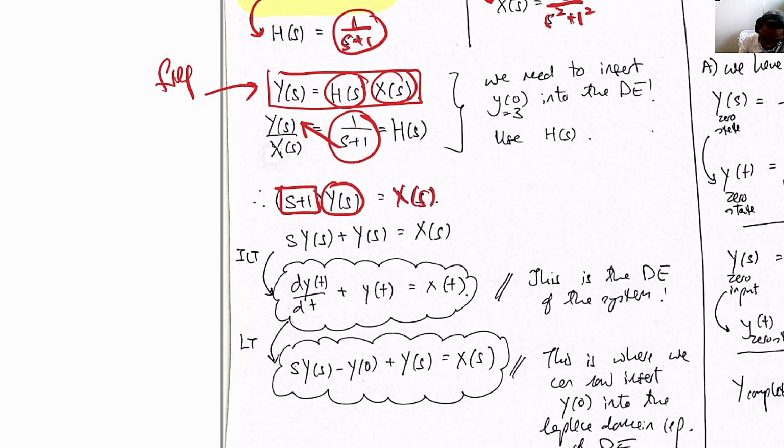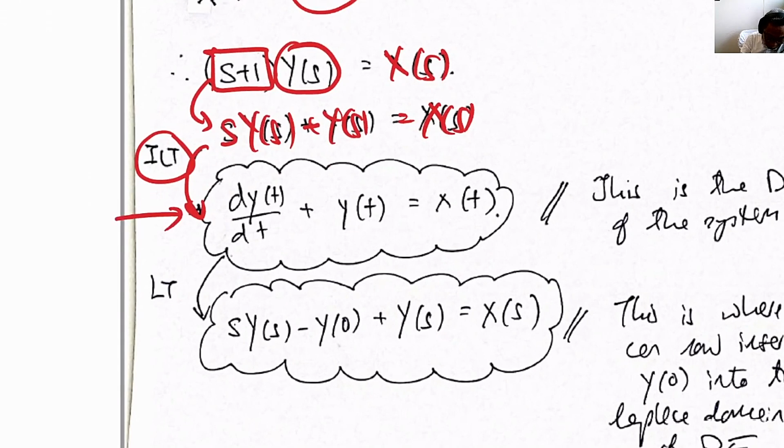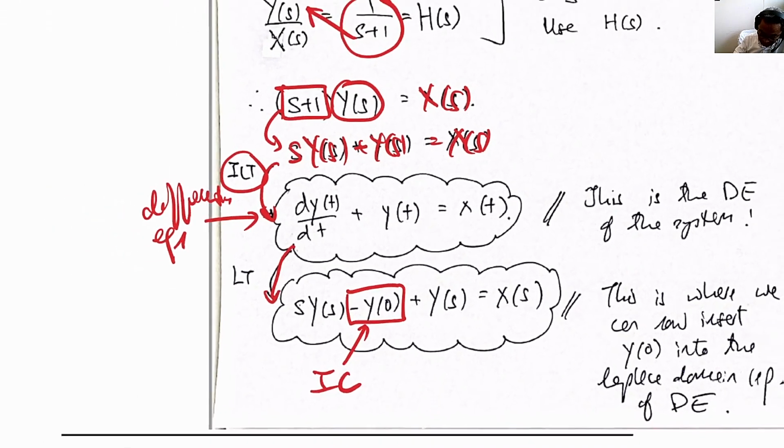So here is the trick. We again open it up to be s y of s plus y of s equals x of s. Now here is the trick: we perform inverse Laplace transform to get the differential equation. And what we do now is we again take the Laplace transform of this differential equation so that we can now finally introduce our initial condition here.